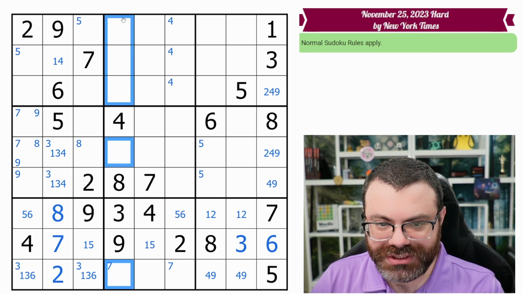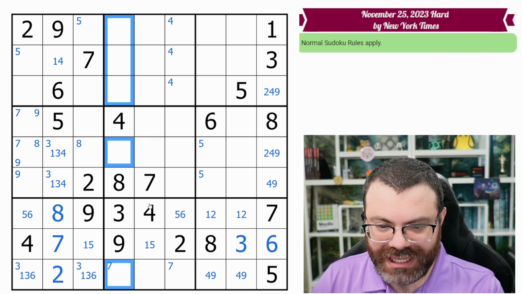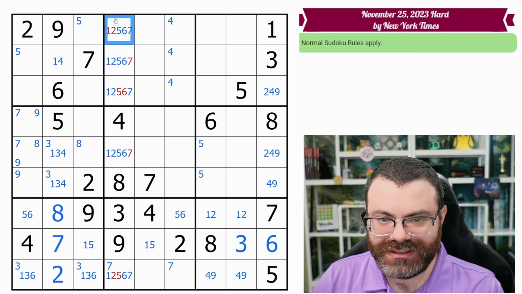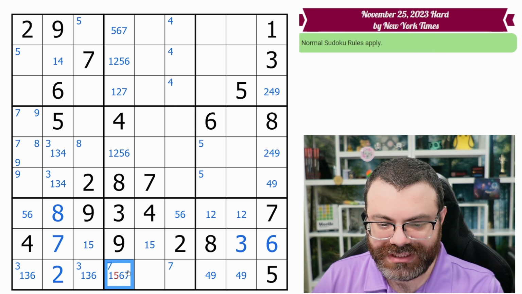I'm going to think about what digits are needed here. Actually, the 1 and 2 don't go there, so yeah, that could be useful. We need 1, 2, 5, 6, 7. I'm going to write that out. 1, 2, 5, 6, 7. Because this can't be 1, 2. This can't be 5, 6. I remove 7 from here, 7 from here. This can't be 2, 5.